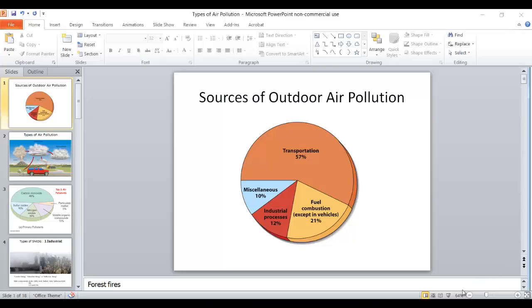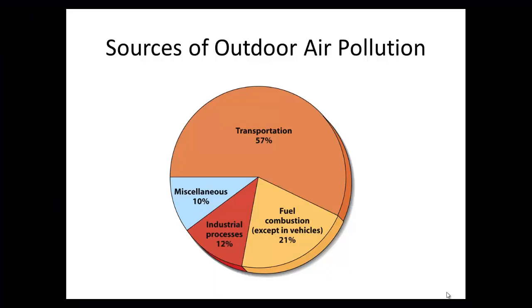Alright, so in this slide you can see that the majority of our outdoor air pollution actually comes from transportation. That's about 57%. And the other large percent is from fuel combustion, not in vehicles, and about 12% from industrial processes, and a miscellaneous 10%. So something to think about when you're driving your car.